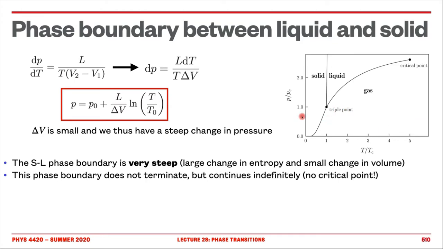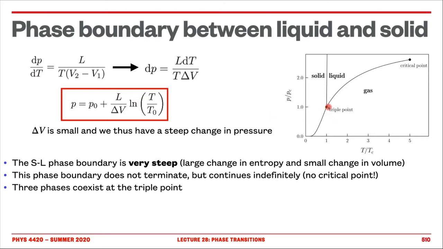One thing that's important to know is that there is no critical point like there would be between the liquid and gas. If we are beyond the critical point, we do not have a sharp transition between the liquid and gas. But for the solid, there is nothing that changes it. So this curve, this line basically keeps going forever.